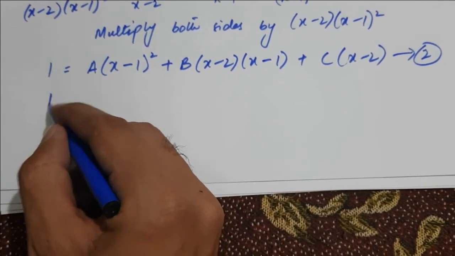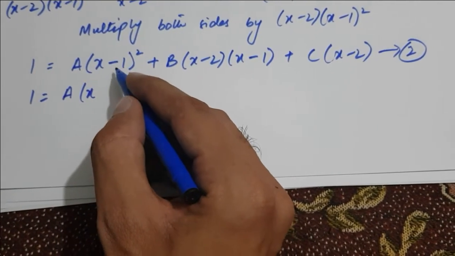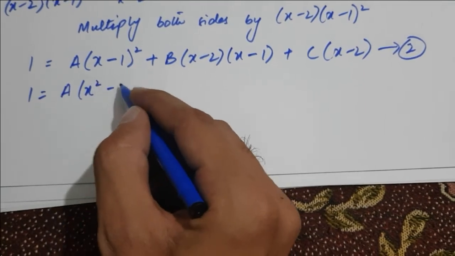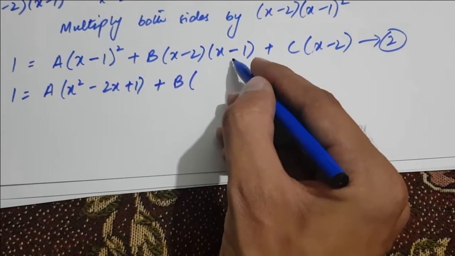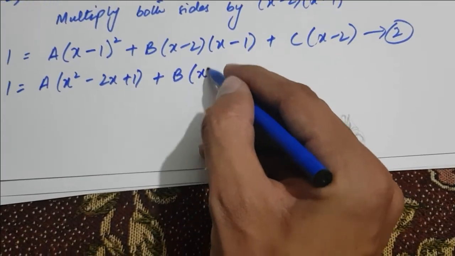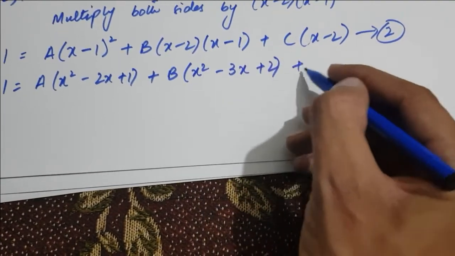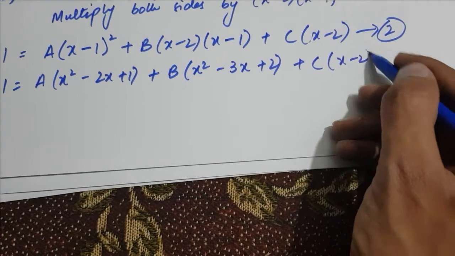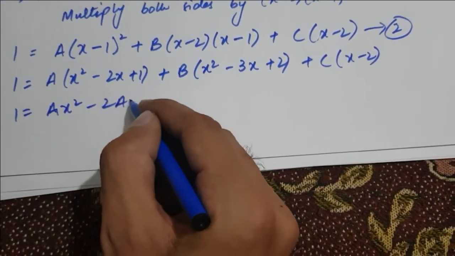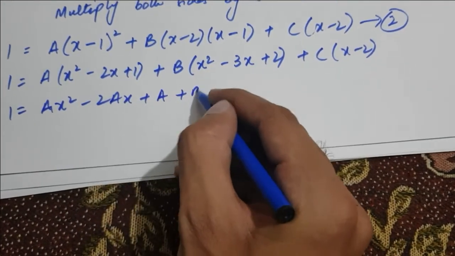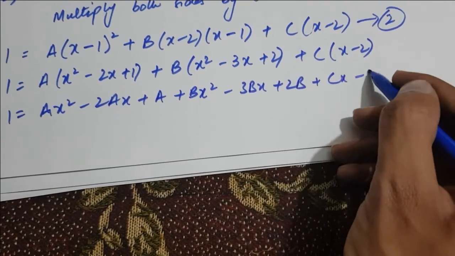So now I am further solving this equation as 1 equals a. Here we apply the formula of (x minus 1) whole square, which comes out to be x square minus 2x plus 1, plus b into (x minus 2) into (x minus 1). We solve this as x square minus 3x plus 2, plus c into (x minus 2). Here we have 1 equals ax square minus 2ax plus a plus bx square minus 3bx plus 2b plus cx minus 2c.